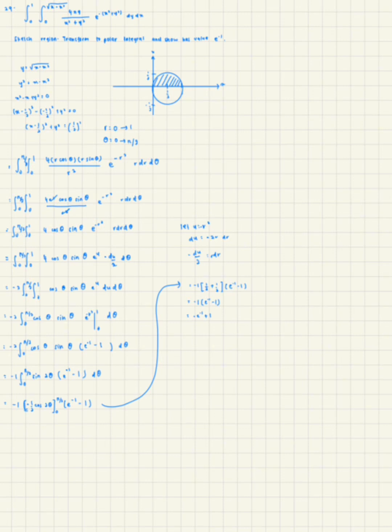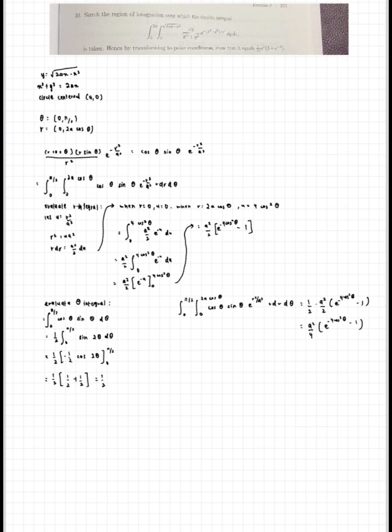1 over 2 plus 1 over 2 is 1, so we times with negative 1, then we get negative 1, then we multiply with the integration that we get from the radius part. So the final answer is negative exponential negative 1 plus 1. For the second equation, we did the same as the first equation.